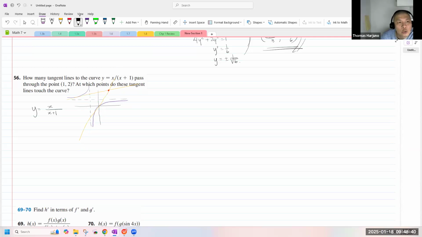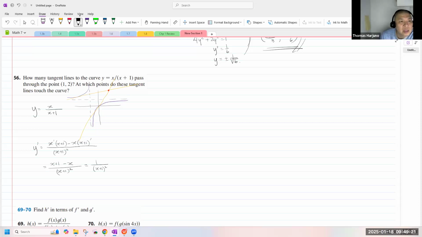The plan is this: I will do the derivative first, and use this derivative later on as the slope of a line. Derivative of x times x plus 1 minus x times derivative of x plus 1. So that would be x plus 1 minus x over x plus 1 squared. So that's 1 over x plus 1 squared.